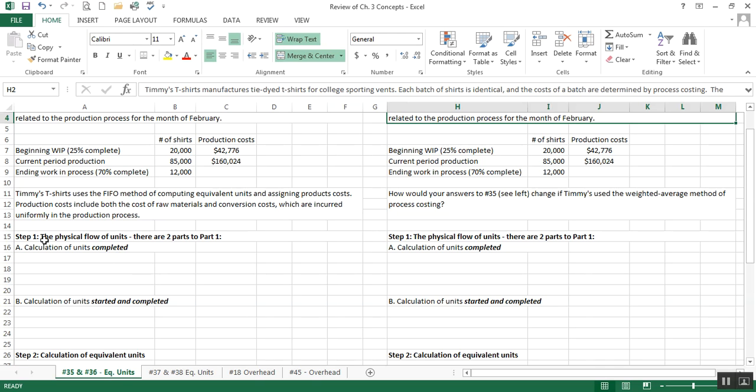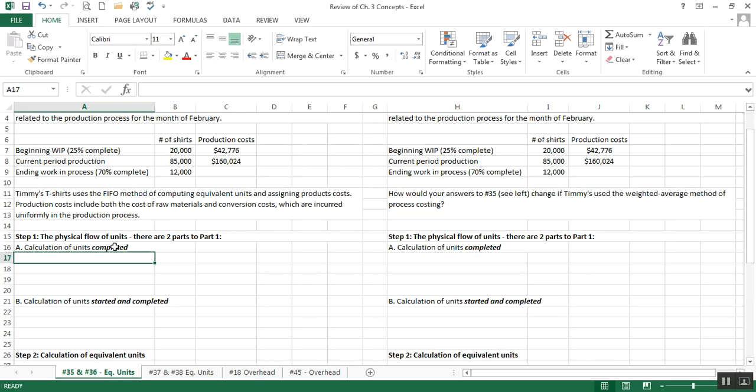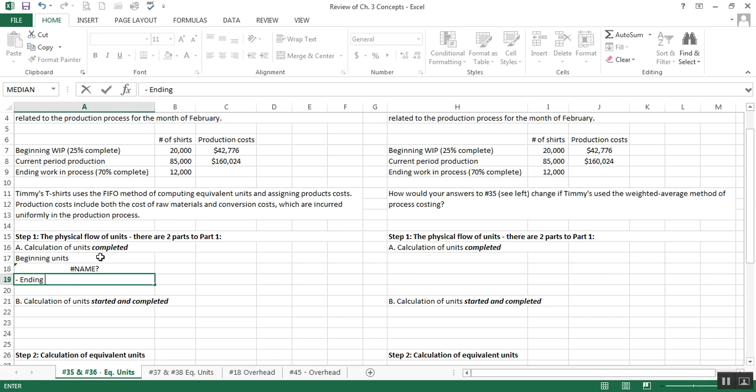There's 2 parts to the first step. The calculation first of the units that were completed, and then the calculation of the units started and completed. This is where the 2 methods start to differ. In order to calculate the number of units completed, we go back to what we learned in Chapter 2. We take our beginning units plus the units started during the period minus our ending units.